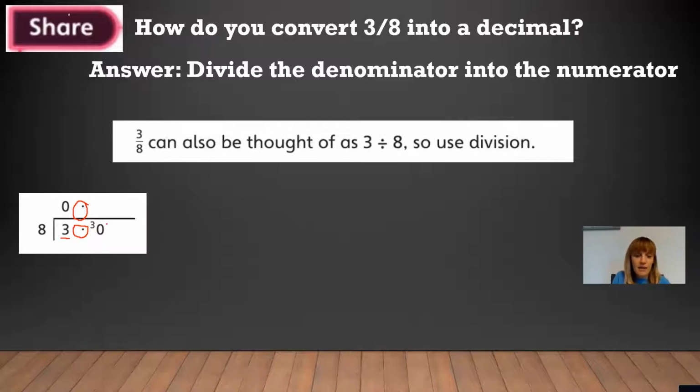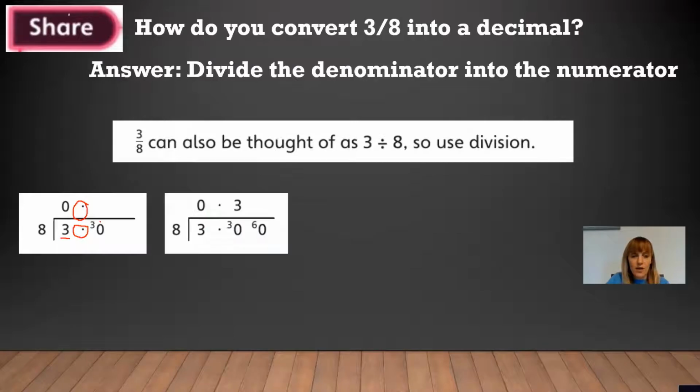So now I'm asking myself, how many 8s are there in 30? What do I multiply 8 by to get to 30, or get close to it? Well, I know that 3 times 8 is 24. 4 times 8 is 32. That's too big, so it must be a 3. So I put a 3 at the top.